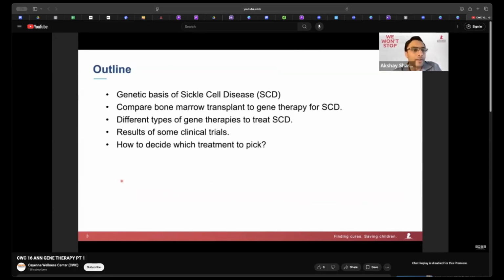So I'll briefly start with the genetic basis of sickle cell disease and then compare how bone marrow transplant that Dr. Ivy was talking about compares to gene therapy. We'll then dive into the different types of gene therapy and talk about some of the results of clinical trials. And then towards the end, we'll talk about how do you pick which treatment you should choose.